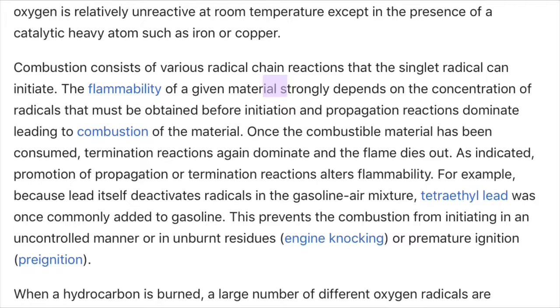The flammability of a given material strongly depends on the concentration of radicals that must be obtained before initiation and propagation reactions dominate, leading to combustion of the material. Once the combustible material has been consumed, termination reactions again dominate and the flame dies out. As indicated, promotion of propagation or termination reactions alters flammability. For example, because lead itself deactivates radicals in the gasoline-air mixture, tetraethyl lead was once commonly added to gasoline. This prevents the combustion from initiating in an uncontrolled manner or in unburnt residues: engine knocking or premature ignition.